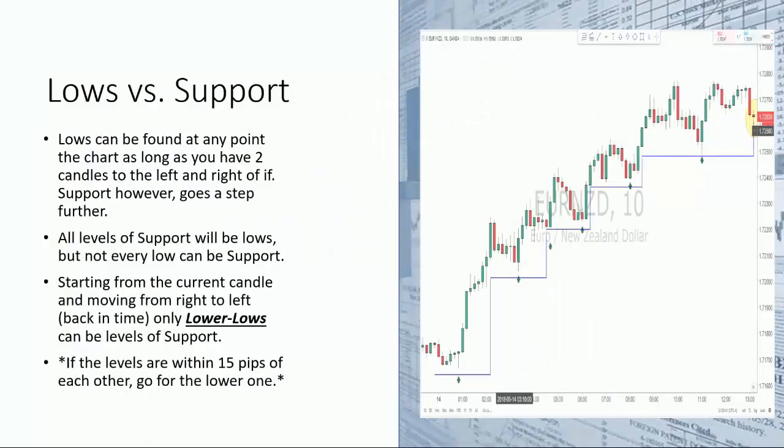Let's talk about the difference here between a low and a level of support. Now, as we discussed, a low is simply a point that has two to the left, two to the right that aren't as low as the center, right? So if that's the case, you're going to be able to find lows very commonly on any currency pair, on any time frame. When you're talking about support, though, support is a major stopping point, if you will.